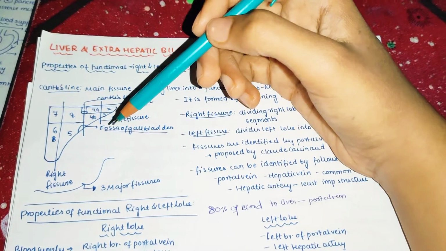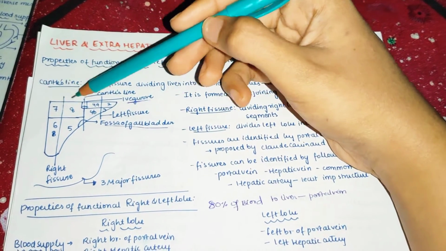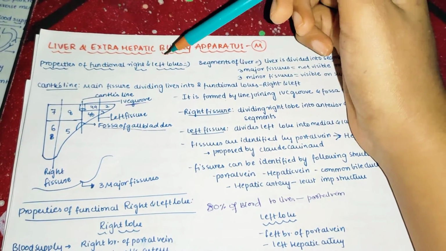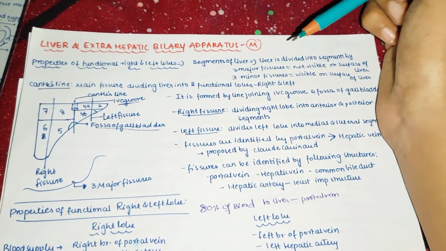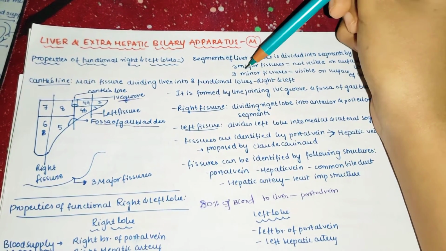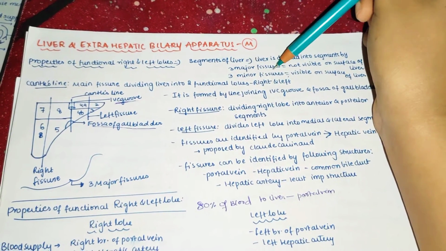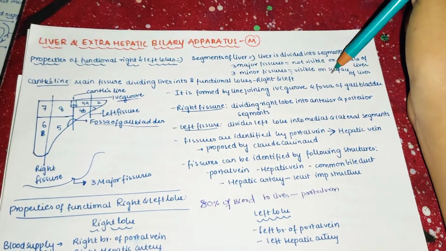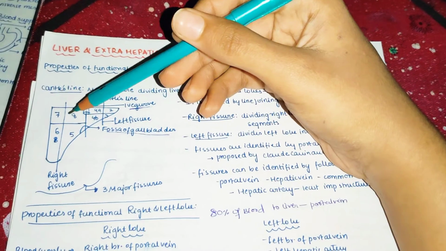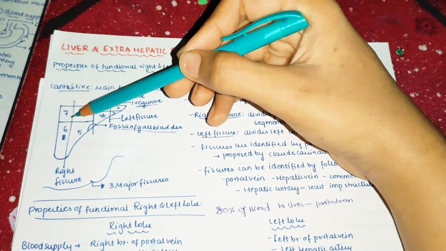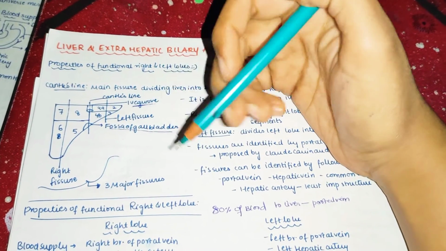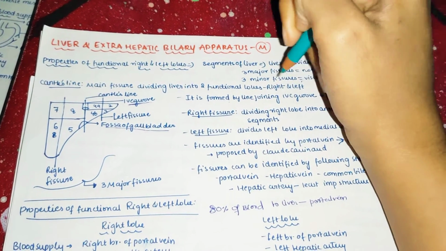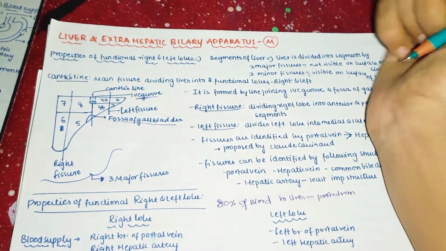On the functional basis the liver is divided by Cantlie's line. So what is this Cantlie's line? Let us understand. You can see here the properties of functional right and left lobes. The segments of the liver are divided by three major fissures and three minor fissures. The three major fissures are not visible on the surface of the liver, whereas the three minor fissures are visible on the surface. The three major fissures you can see here, 1 2 3, but actually they are not visible on the liver, it's a diagram-based one, whereas the three minor fissures can be easily seen on the diagram.